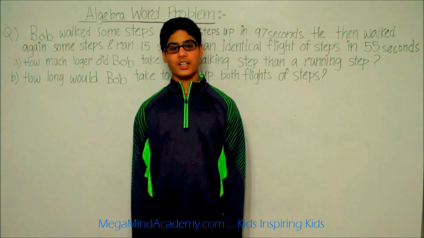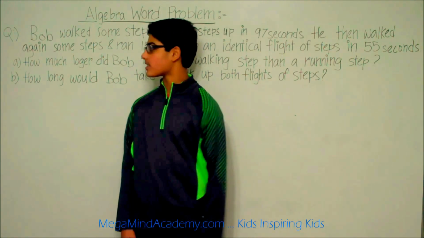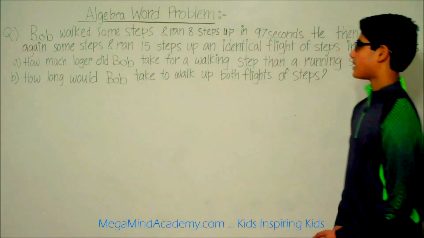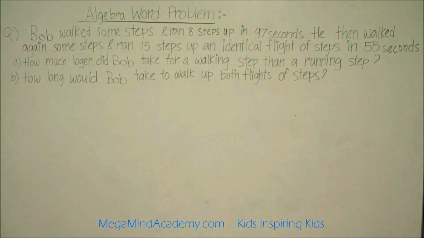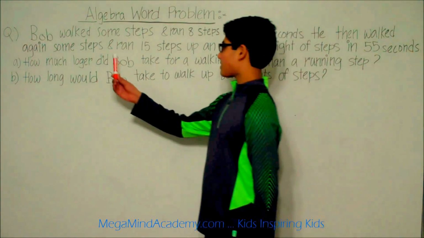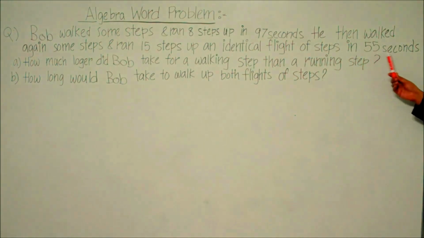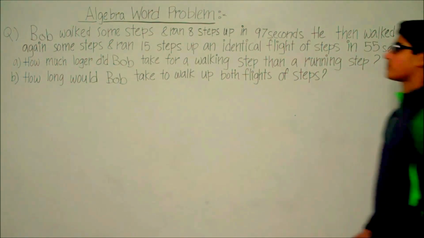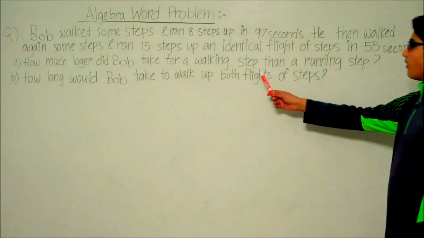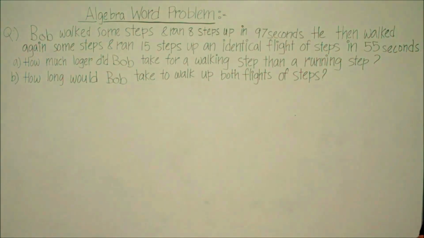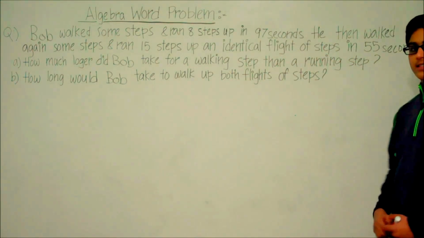Today we're going to learn about algebra word problems. Let's say we have a problem like this. Bob walked some steps and ran 8 steps up in 97 seconds. He then walked again some steps and ran 15 steps up an identical flight of steps in 55 seconds. A. How much longer did Bob take for a walking step than a running step? And B. How long would Bob take to walk up both flights of steps?